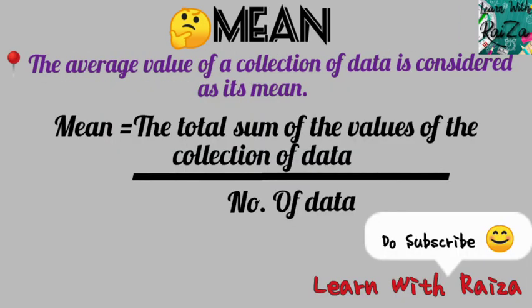Now let's move on to the mean. What is the mean? The average value of a collection of data is considered its mean. The common equation is: mean equals the total sum of the values of the collection of data. Let's say 5 data are given, then add all the 5 data and divide the sum by the number of data, that means 5. That is how to get the mean.